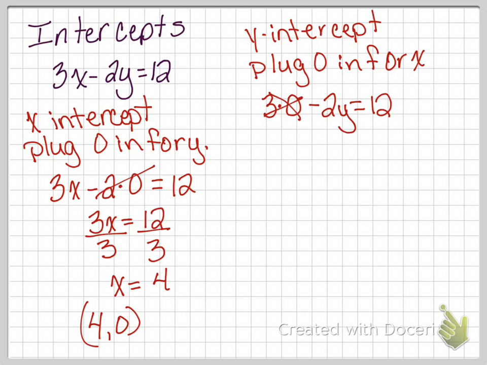Now I'm going to divide by -2, so don't lose your negative. What is my y-intercept? -6. But remember, we're talking about a point on the line. So that's an ordered pair, and my ordered pair is (0, -6).